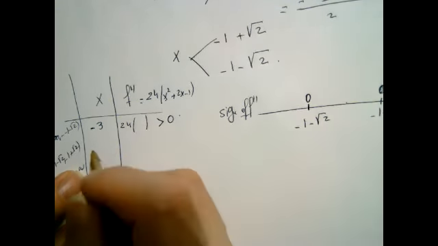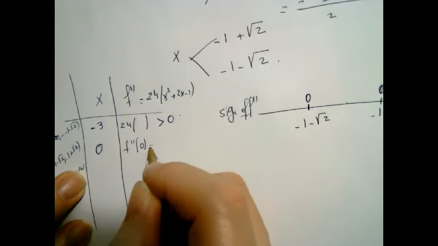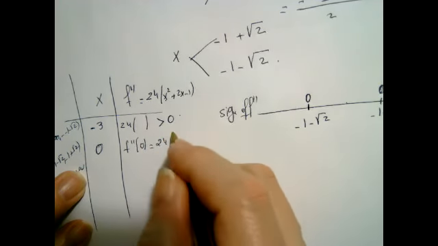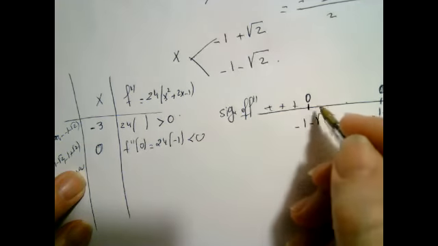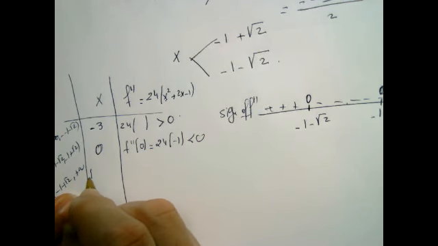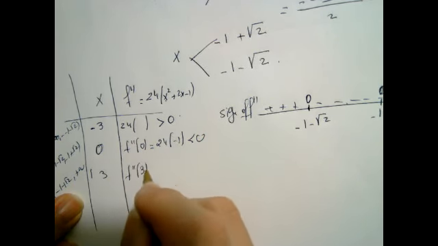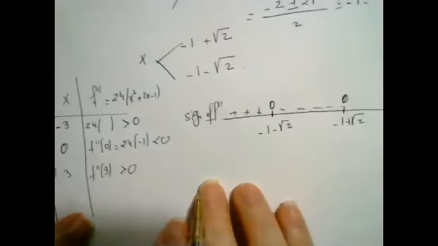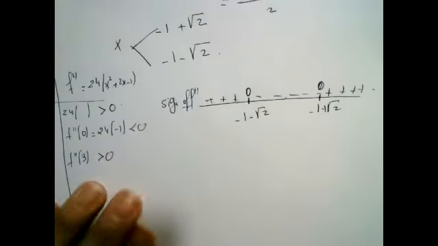Right here, I can put a 0. I think 0 is in between. And f double prime at 0 is 24 times minus 1, negative. So that's going to give me positive, negative, and finally, I can pick here 3. And I can compute f double prime at 3, and we will get a positive number. You guys plug it in. Okay, that's it. So that's it.